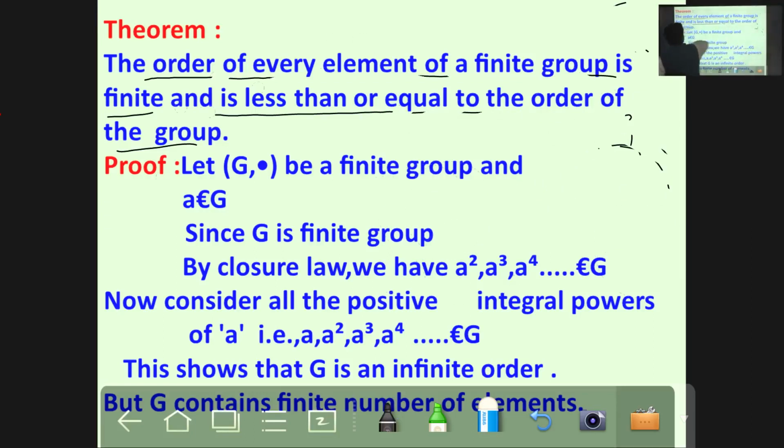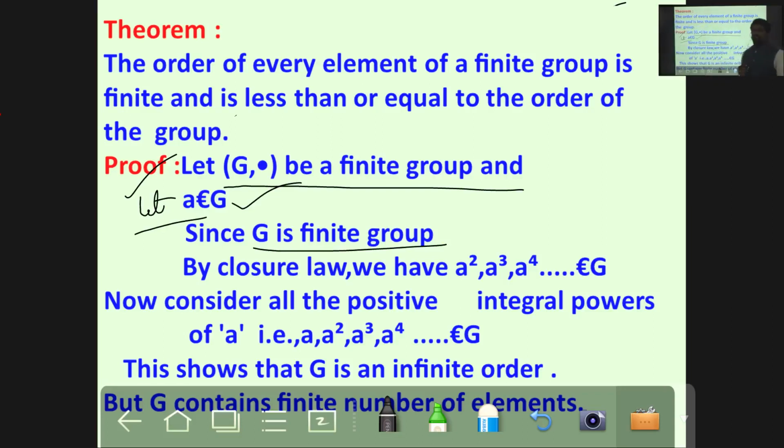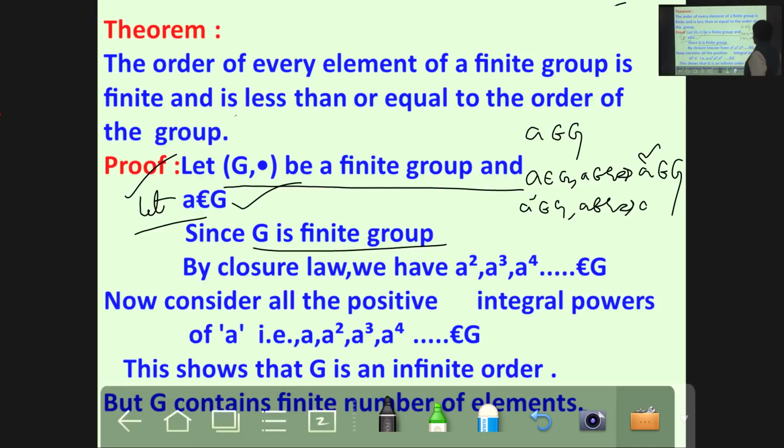Coming to the proof. Let (G, ·) be a finite group and let a belong to G. Given that G is a finite group, take a belonging to G. By closure property, a belongs to G and a belongs to G, that implies a squared also belongs to G. Next, a squared belongs to G and a belongs to G, that implies a cubed belongs to G by the closure property.